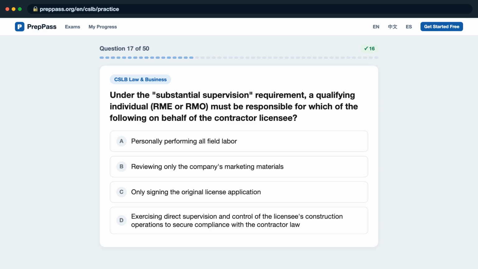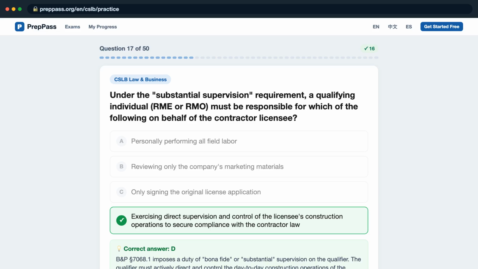Question 17. Under the substantial supervision requirement, a qualifying individual, RME or RMO, must be responsible for which of the following on behalf of the contractor licensee? Is it A, personally performing all field labor? B, reviewing only the company's marketing materials? C, only signing the original license application? D, exercising direct supervision and control of the licensee's construction operations to secure compliance with the contractor law? The correct answer is D.